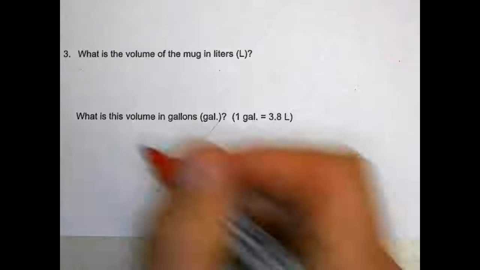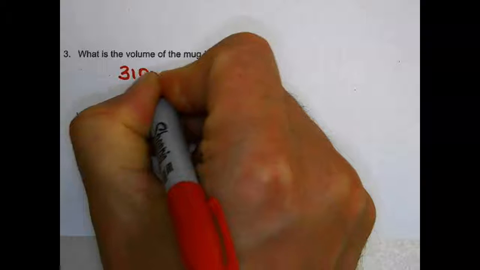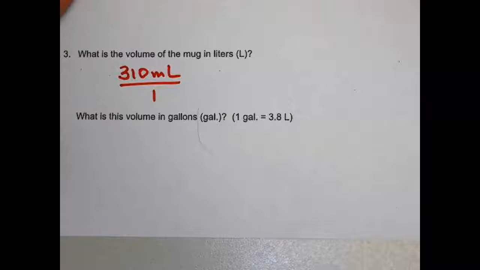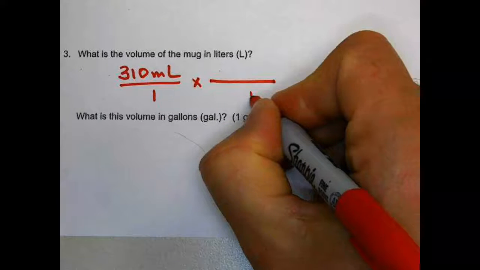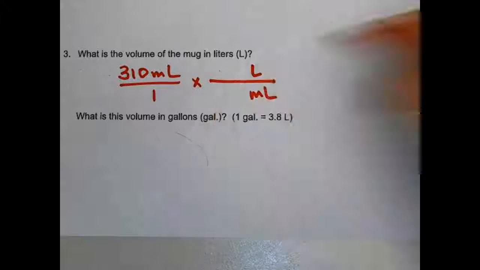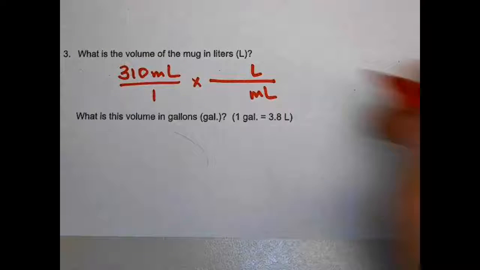All right, so this is my data, it doesn't have to be the same as yours, but I got about 310 milliliters for the volume of the coffee mug. I'm going to write that as a fraction, and then we're going to try to get rid of milliliters, right? So then what unit am I going to put on top? It should be liters, right? All right, so the next question is, what does the rest of the fraction look like? What do the numbers look like? So which one is bigger, liters or milliliters? Okay, you should have said liters.